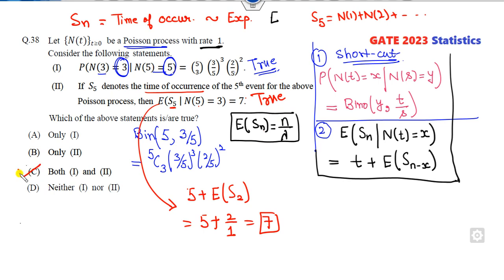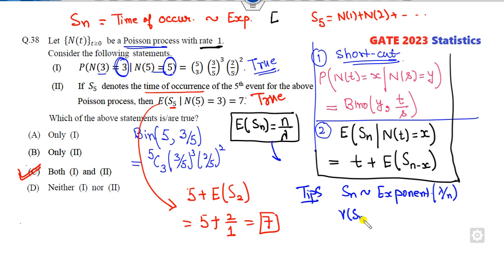So both A and B, first and 2, are my correct options. Fine. Another tip: what is the distribution of Sn? It always follows an exponential distribution with the mean n by lambda. So what is the parameter of this? We all know the exponential has the parameter as the reciprocal of the mean.